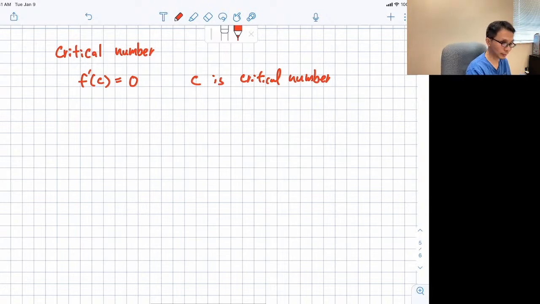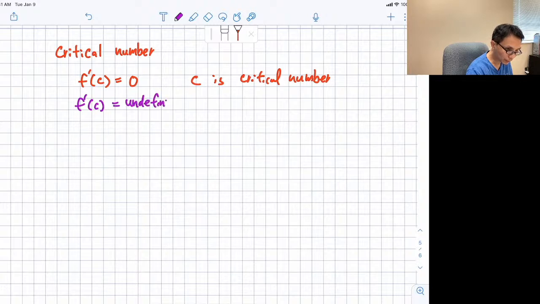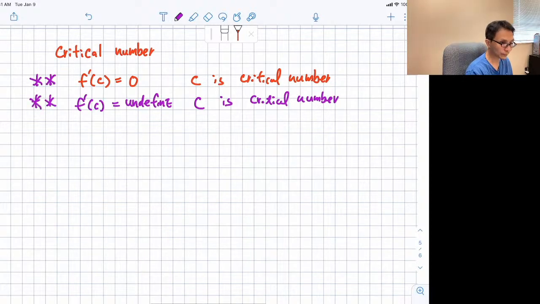Also, the second one, usually people forget. I mean, use a different color to represent this. It could be equal to undefined as well. And here, c is also a critical number. But usually people forget about this one. So it's two things right here, the first one and the second one. So that is a critical number.